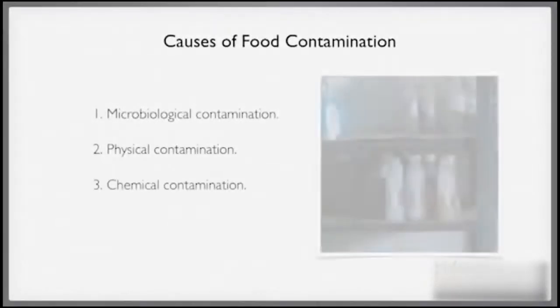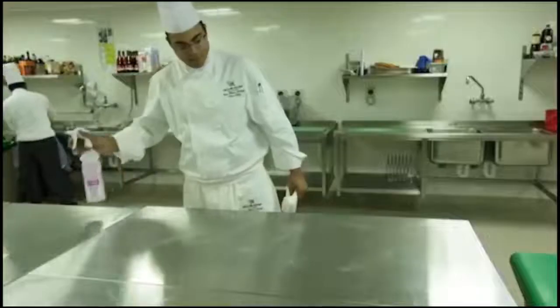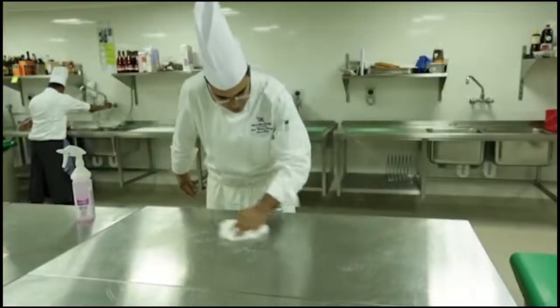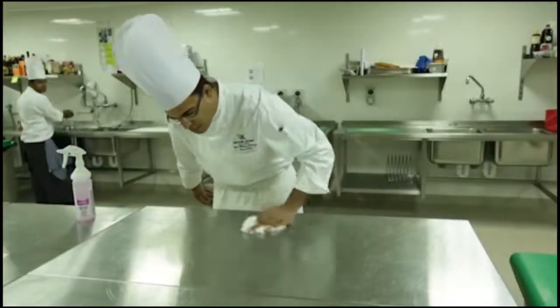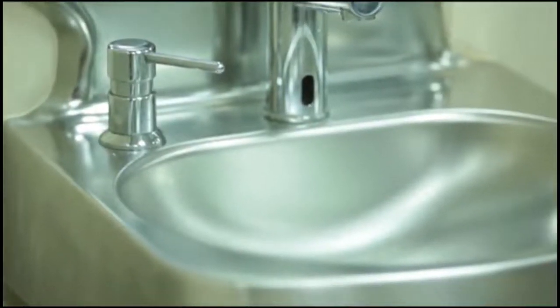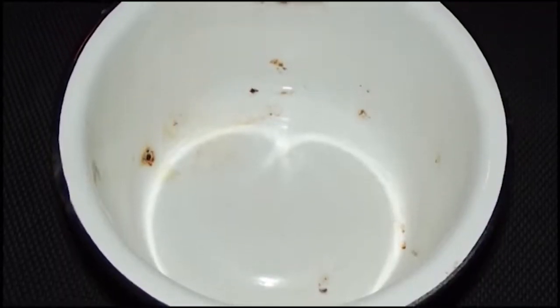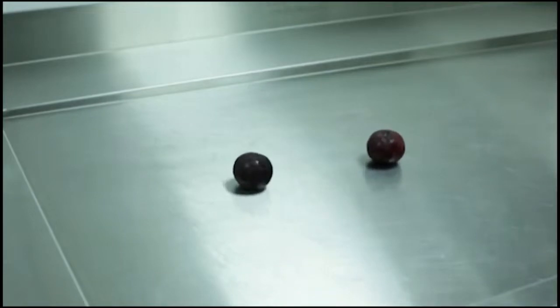Then we have chemical contamination. Chemical causes of contamination include the chemicals that you use to clean your kitchen, but it can also refer to other chemicals such as rat poison, lead, or poor quality coatings on the containers that you are using to store your food. If dangerous chemicals are transferred onto our food, it can cause food poisoning.